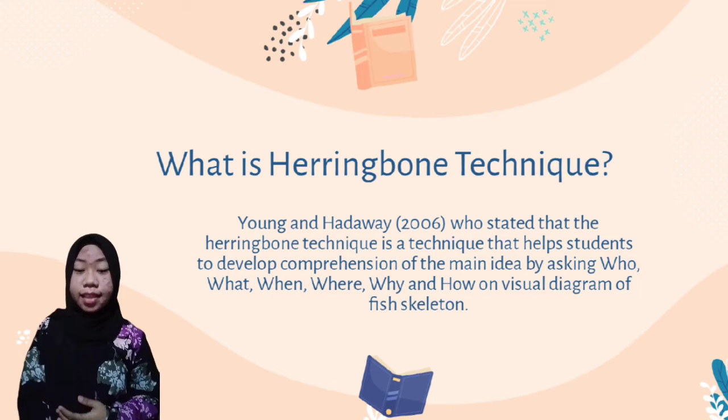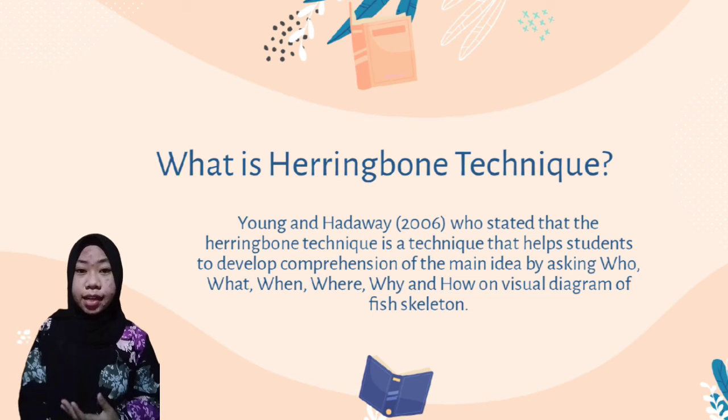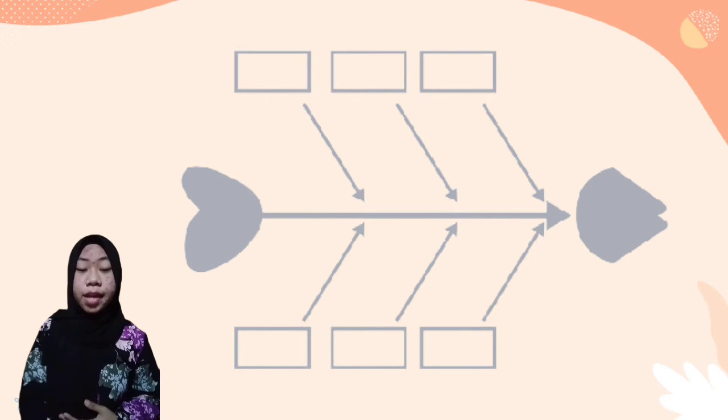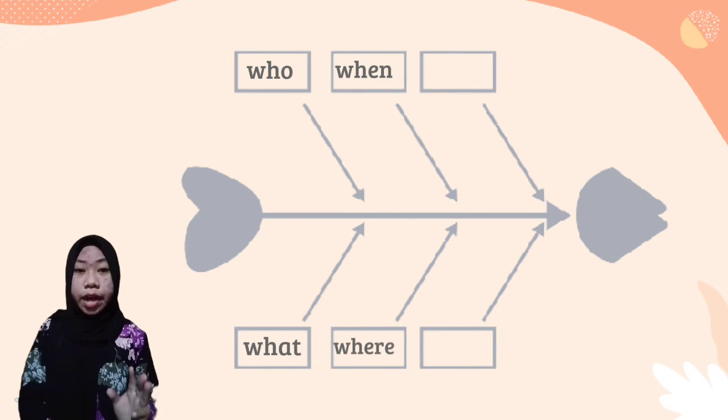2006, who states that the Herringbone technique is a technique that helps students to develop comprehension of the main idea by asking who, what, when, where, why, and how on a visual diagram of a fish skeleton. The above opinion is reinforced by Digan 2006, who states that the Herringbone technique develops comprehension of the main idea by plotting the who, what, when, where, why, and how questions on a visual diagram of a fish skeleton.